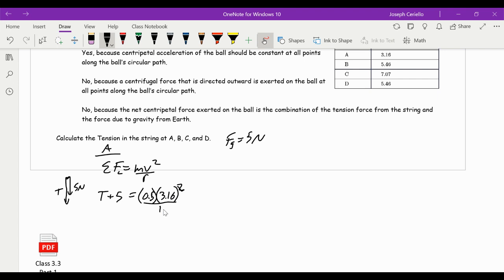And that's 1. So let me grab a calculator here. So we have 3.16 times 3.16. I'm doing my phone calculator. So this is really interesting. I get that the tension here is 0.